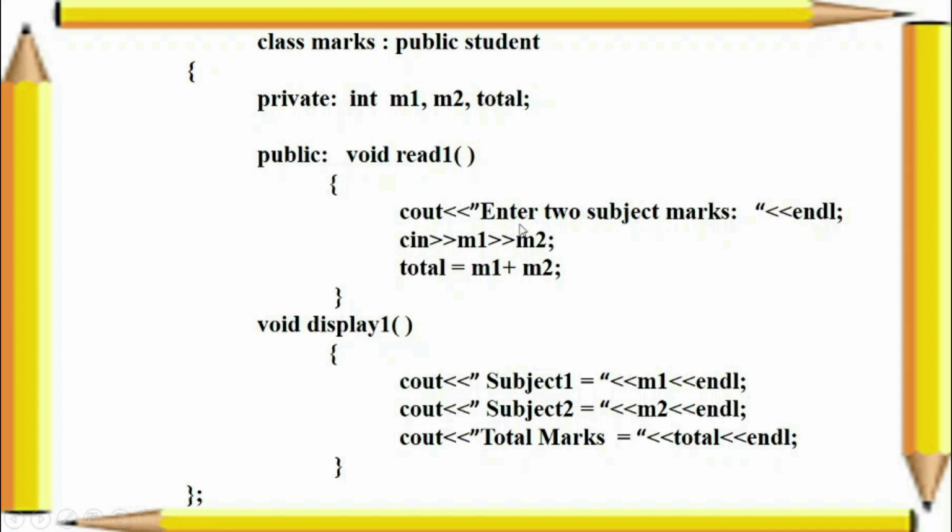Using this member function we are going to read two subject marks, M1 and M2. Instead of using a small function calculate, here in the input function itself we are calculating total equal to M1 plus M2. That means the total marks of these two subjects. Clear? So this is void read1.